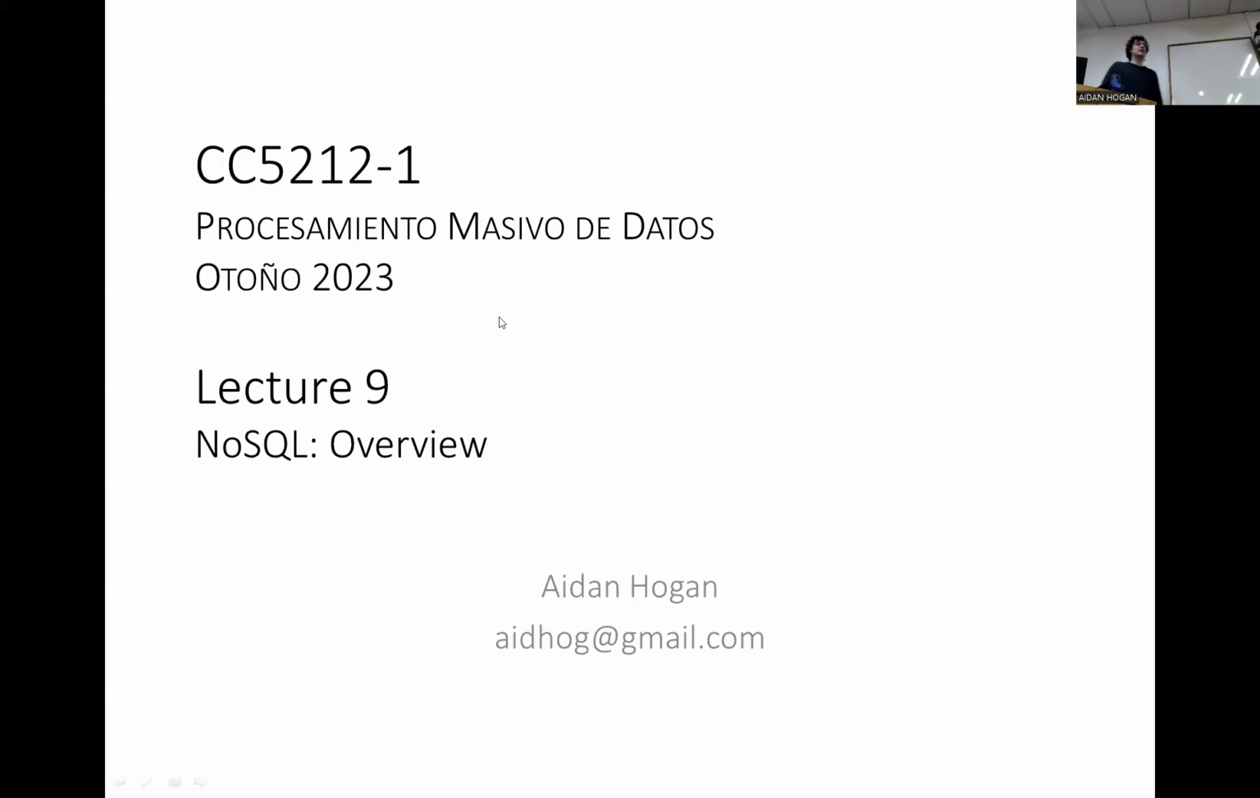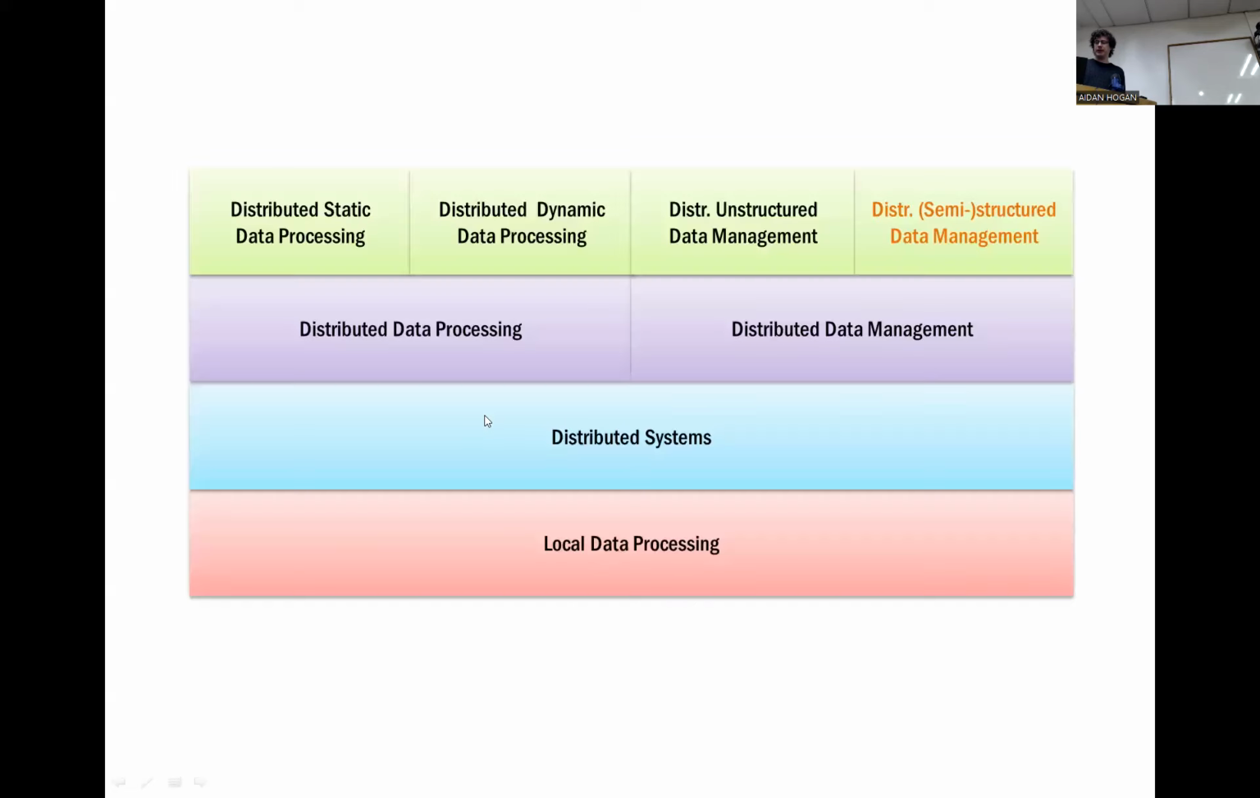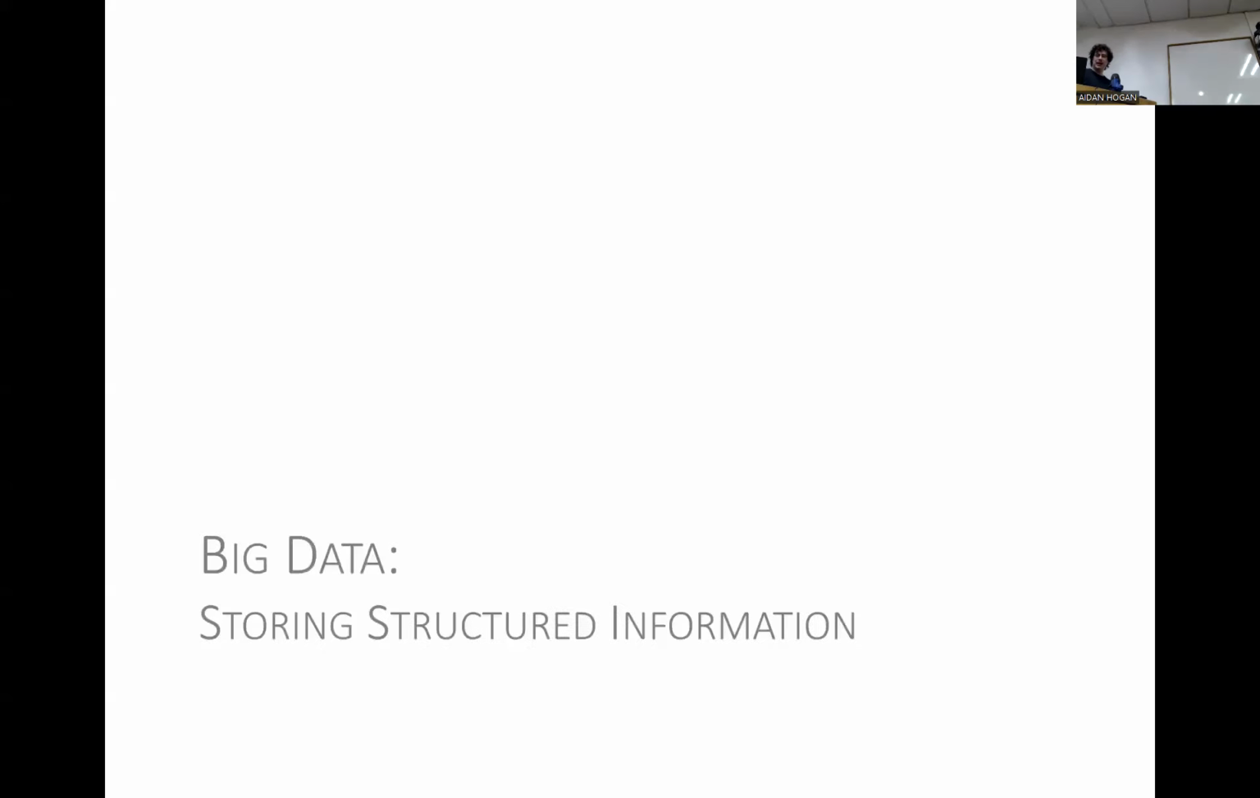Okay, good afternoon. Today we're going to move on to a new topic, the last module of the course, which is NoSQL. We're going to have 3 classes on NoSQL. First class today, which wraps up the last module of this course. We're talking about distributed data management, how to have databases over multiple machines, managing structured or semi-structured data.